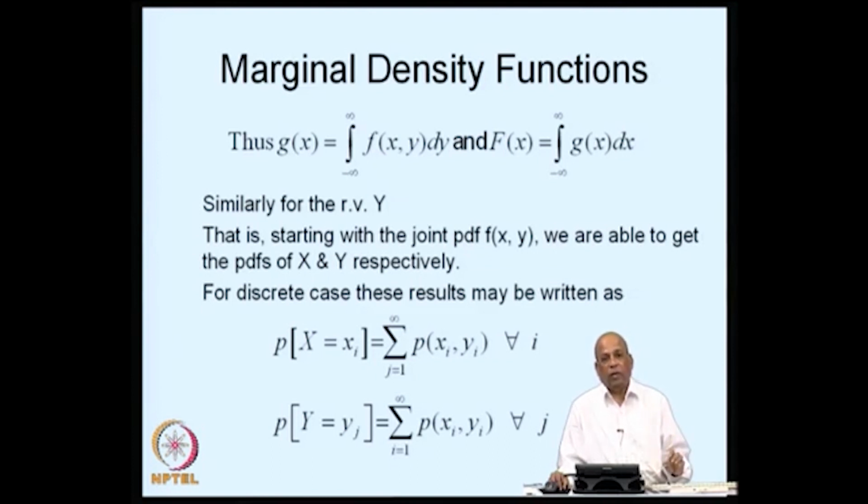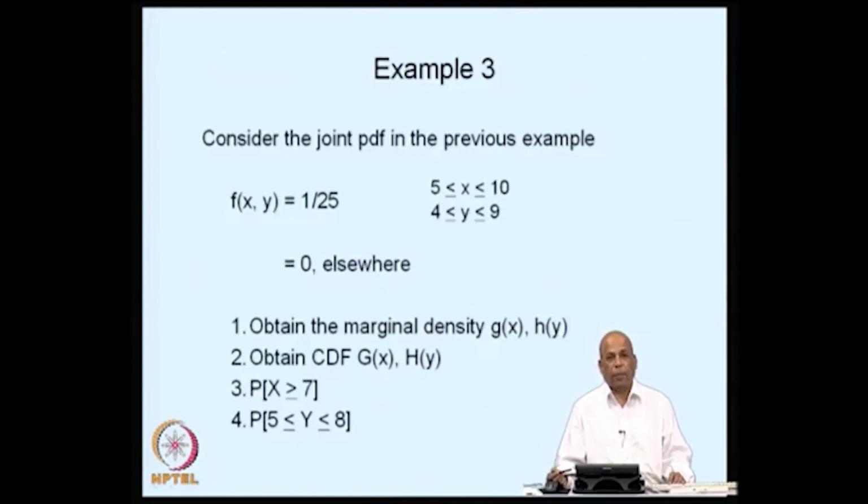Now, in the case of discrete random variables, these results can be summarized as follows, as we have discussed. Probability of X equal to x_i, you sum over all possible values of y. Similarly, Y equal to y_j, you sum over all possible values of x_i. Let us now consider one of the examples.